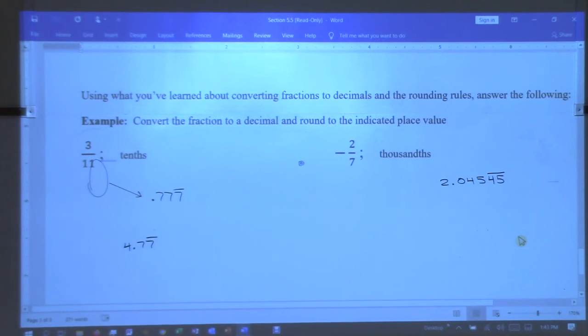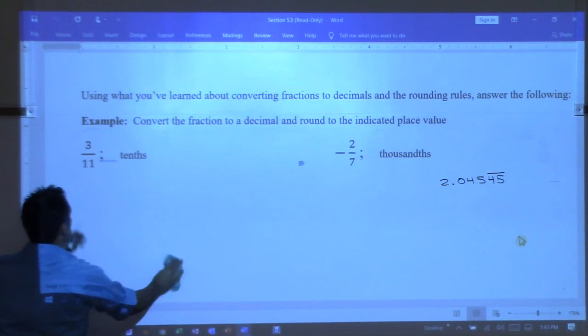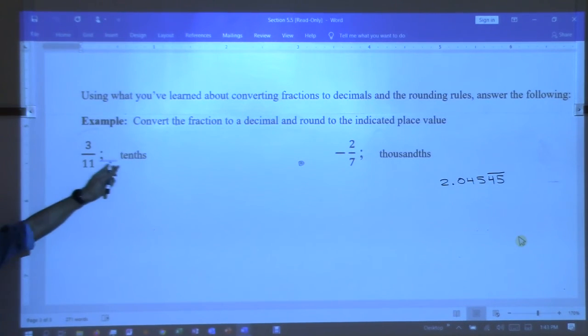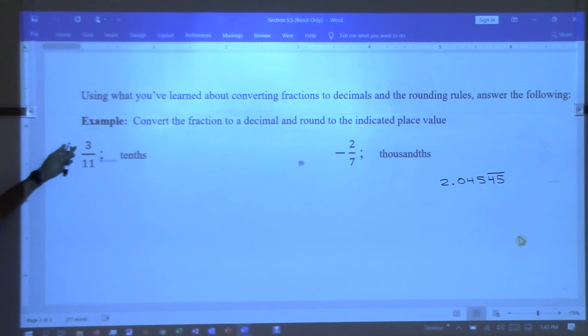Okay, so we'll do one of these. We're going to convert this fraction to a decimal, and then we're going to round that to the nearest tenth. So somebody on their calculator do 3 divided by 11. Tell me what you get.